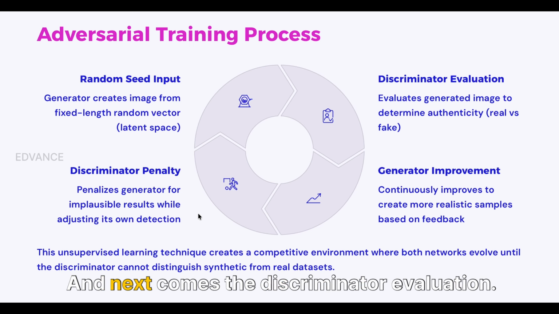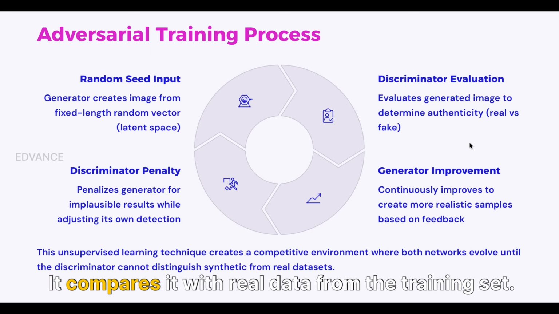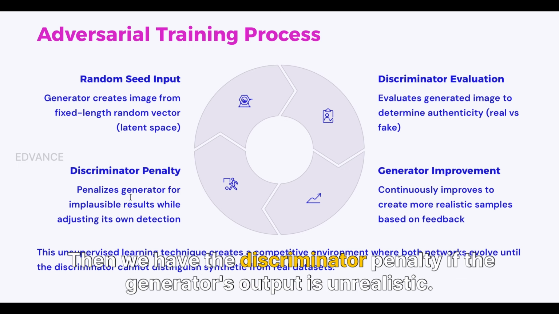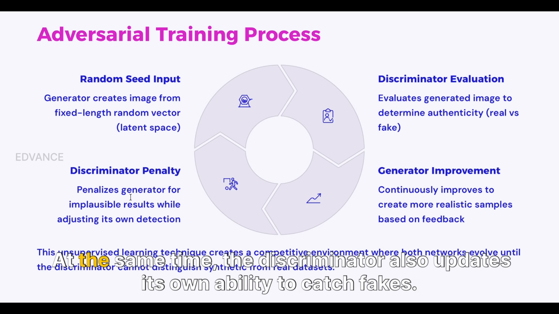Second, next comes the discriminator evaluation. The discriminator looks at these generated images and asks, is this real or fake? It compares it with real data from the training set. Then we have the discriminator penalty. If the generator's output is unrealistic, the discriminator penalizes it. At the same time, the discriminator also updates its own ability to catch fakes.